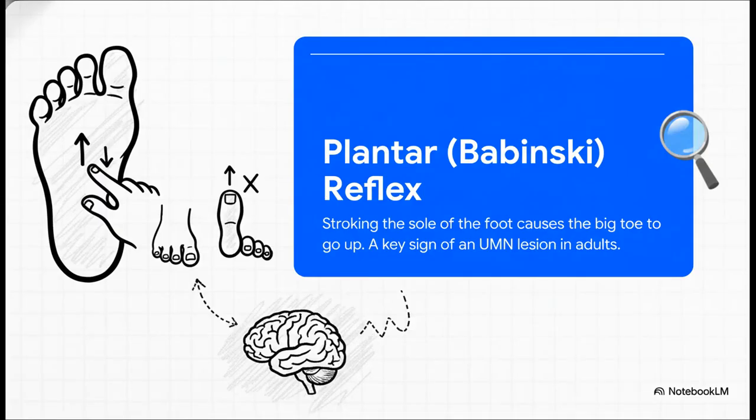And this brings us to what is maybe the most famous pathological reflex in all of neurology, the Babinski sign. Okay, so in an adult, when you stroke the bottom of the foot, the toes should curl down, right? Well, if the big toe goes up instead, that is a big deal. It's a powerful indicator of a problem in the central nervous system, meaning the brain or the spinal cord.